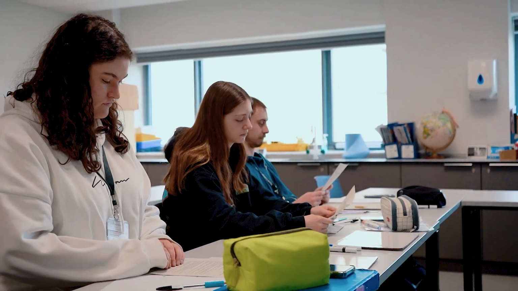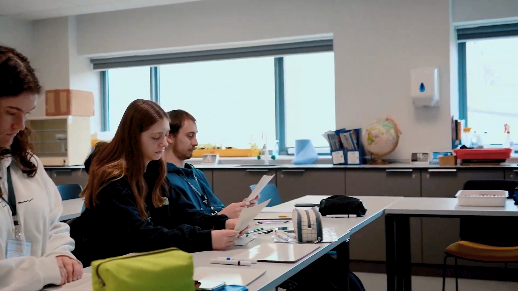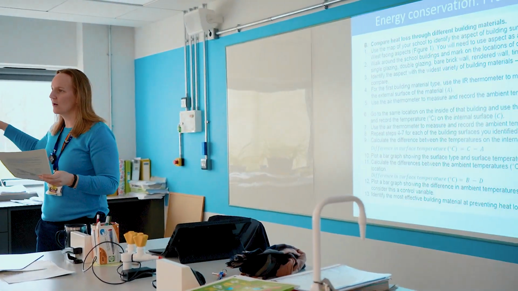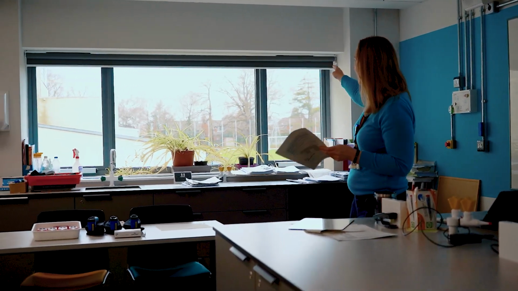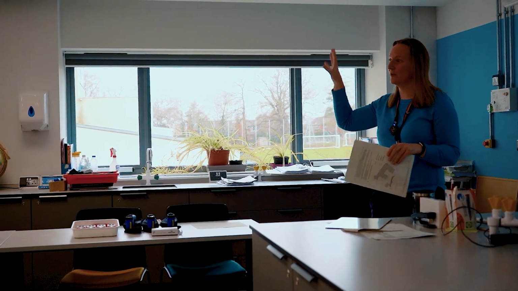Again, we need to identify the aspect with the widest variety of different building materials, because that's what we're going to compare. We'll have a look around the college site and see what these different materials are like. We've got quite a few: a brick building here, rendered there, and some of the metal facing buildings. We'll see if we can find a wooden building as well.